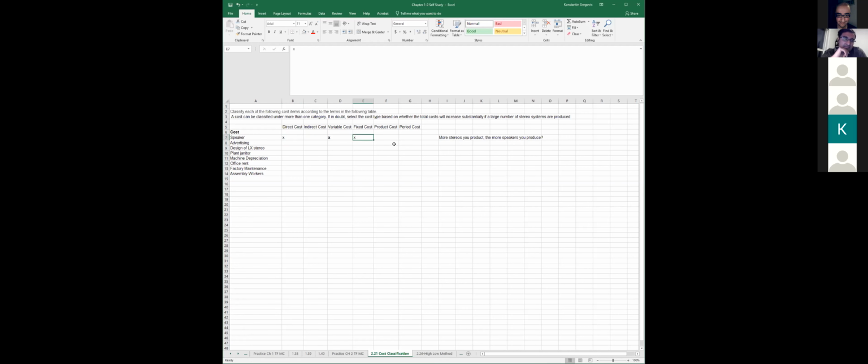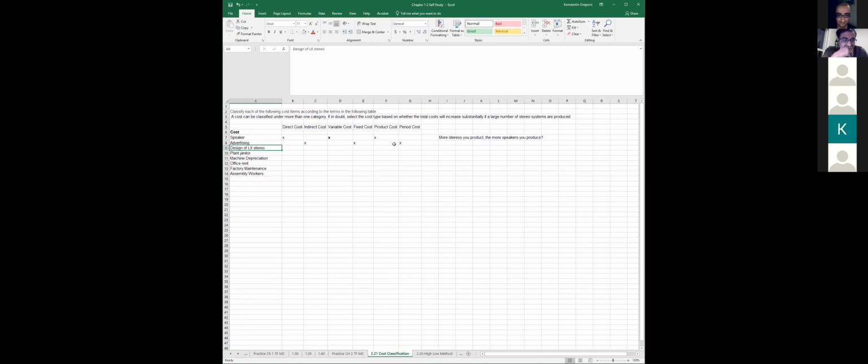Okay, now we got variable. Now, is this a product cost or a period cost? Product cost. There we go. I agree with that one. Okay, what about advertising? Is that a direct cost or indirect? Indirect cost. Very good. Fixed cost. Fixed cost. And period. All right, now we're getting it. We're on a roll here.